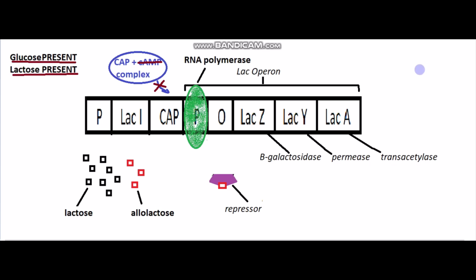I hope this video has helped you build up the concept of how the operon works and what is the role of catabolite activator protein and how it increases or decreases the level of transcription. And we have also discussed the effect of glucose on the level of transcription of the operon.